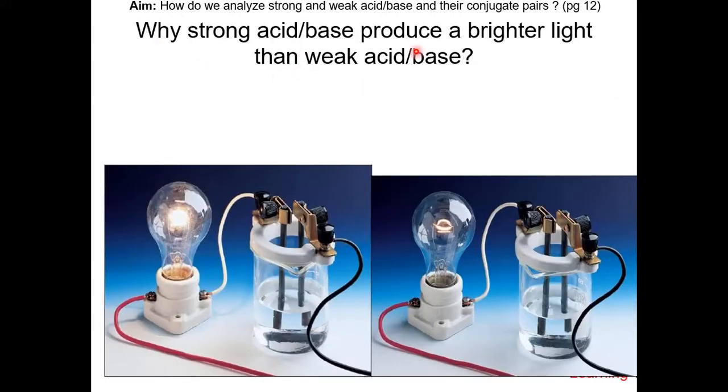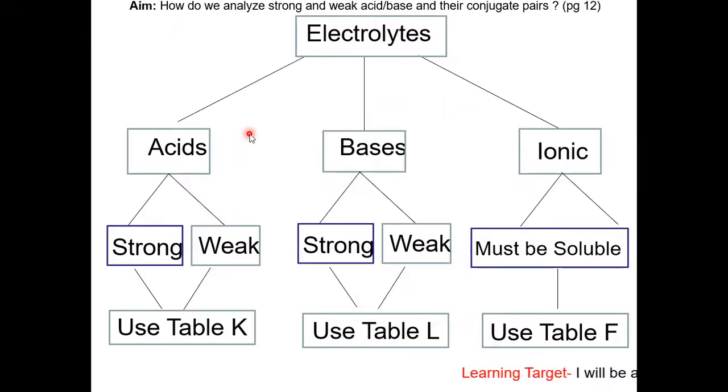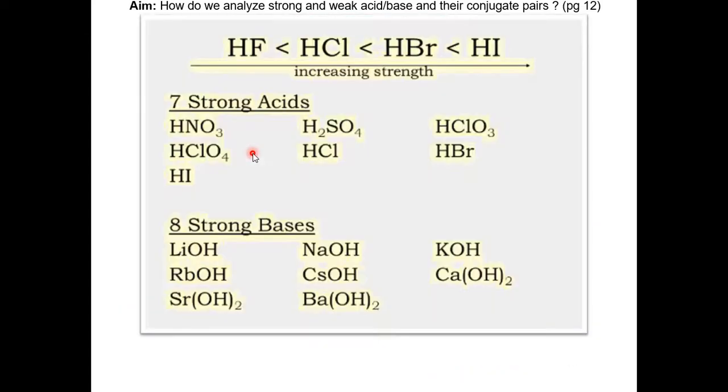Why do strong acids and bases produce a brighter light than weak acids and bases? This is because strong acids and bases have more mobile ions than weak acids and bases and will conduct electricity better, as you can see from these diagrams. Here is a summary concept map of electrolytes. Here are the 7 strong acids and 8 strong bases. You have to memorize these.